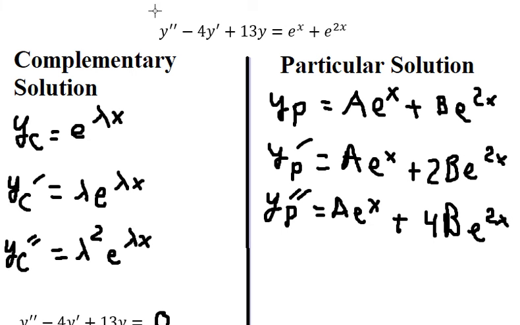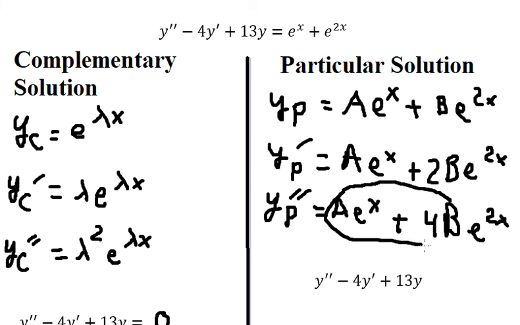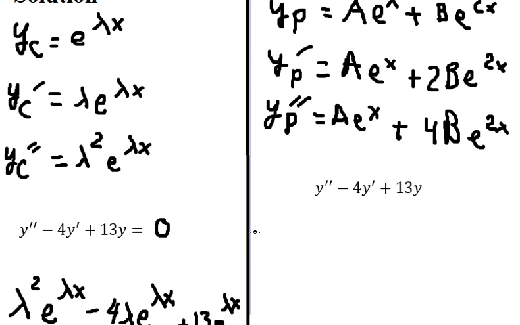Now we have this one in here. So I will put this one here, this one here, and this one here. So we have like this.